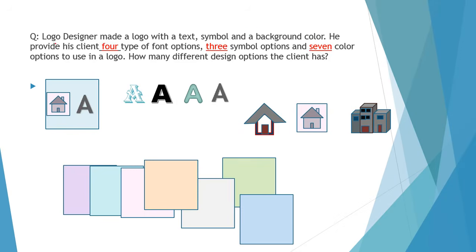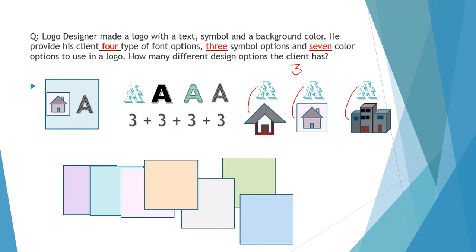A logo designer made a logo with a text, symbol and background color. He provided his client 4 types of font options, 3 symbol options and 7 background color options to use in a logo. How many different design options does the client have? And now we have 3 groups of objects. Each font can have a combination with 3 symbols.